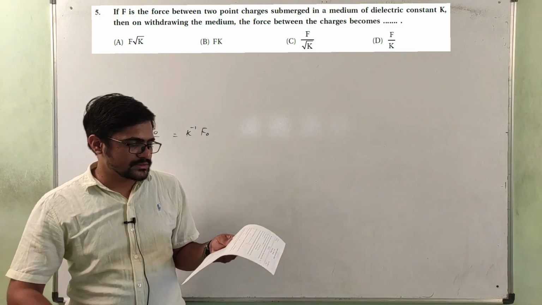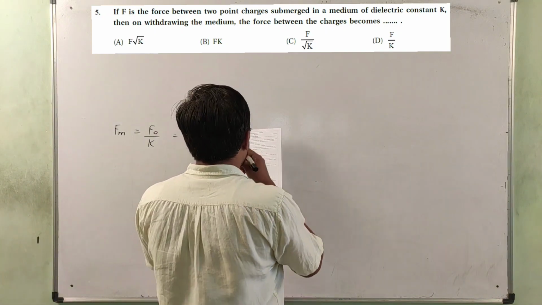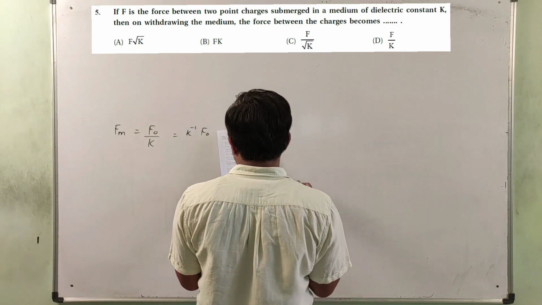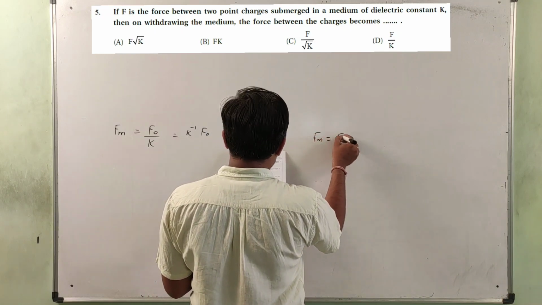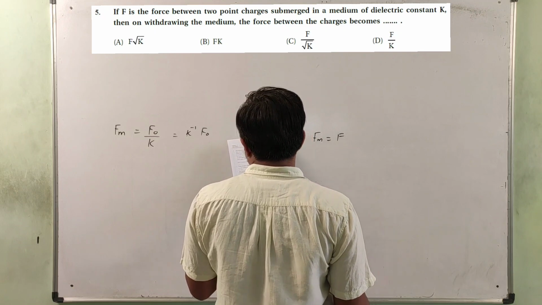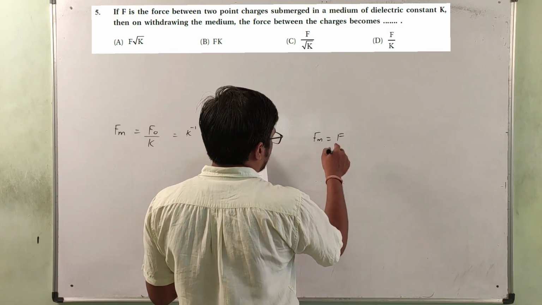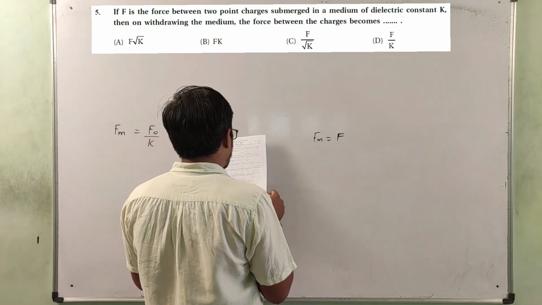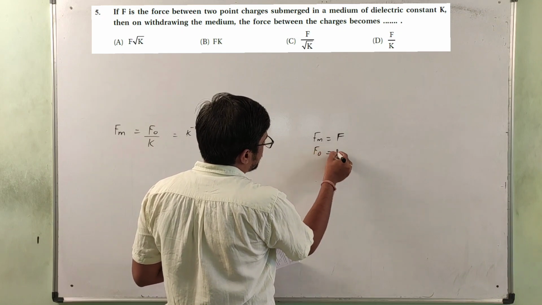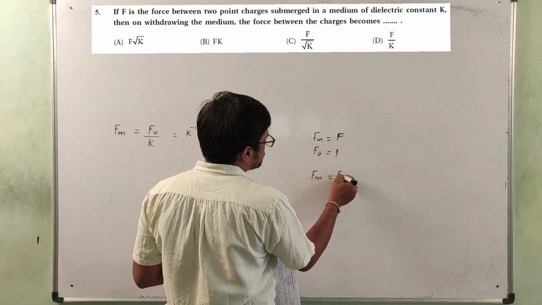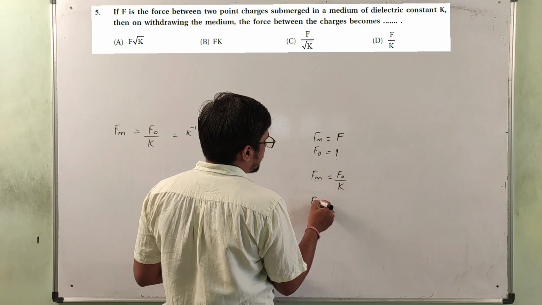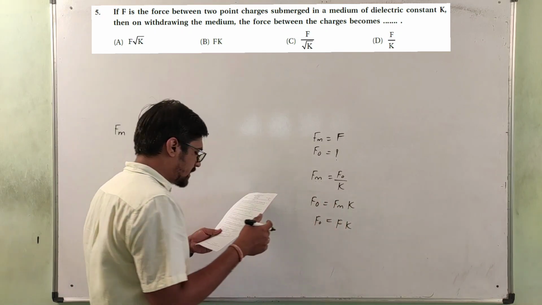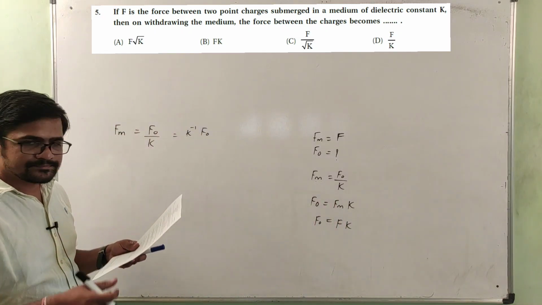Question number 5 is the same as this question. If F is the force between the 2 point charges submerged in a medium of dielectric constant K, so here Fm is equal to F is given. Then on withdrawing the medium, it becomes air. The medium between two charges becomes air. The force in a medium is equal to force in air divided by K. So force in air is equal to Fm into K, and Fm is given F. So force in air becomes F into K. So your answer is B, right?